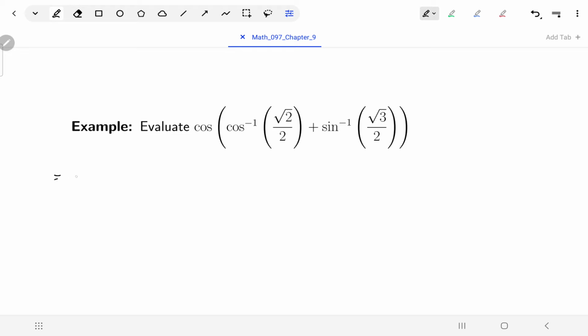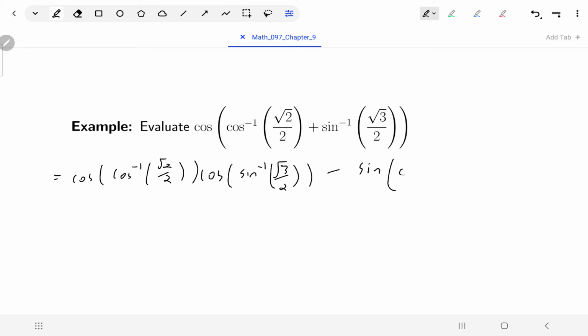So that should be cosine of the first angle, cosine of the second angle, minus sine of the first angle, and sine of the second angle.